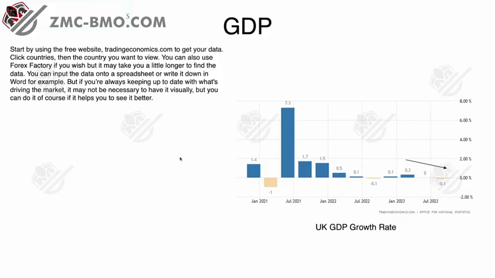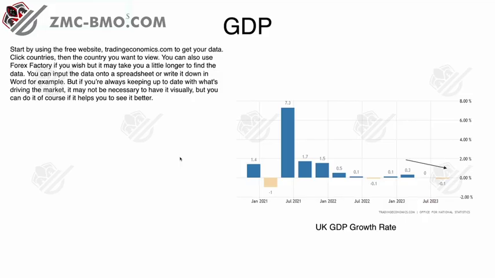You can input the data onto a spreadsheet or write it down in Word, for example. But like I've mentioned, everyone will do it slightly differently. There is no right or wrong answer here. If you're keeping up to date with data, with what's driving the markets, you may not necessarily need it visually, but you can, of course, do it if it helps you to see it better.